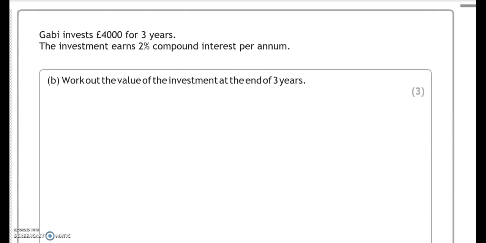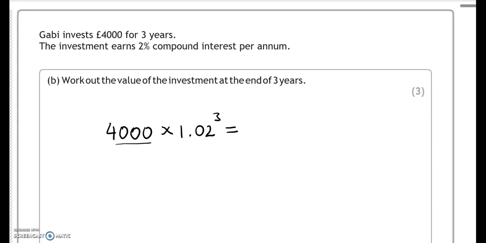Gabby invests £4,000 for 3 years. The investment earns 2% compound interest per annum. Work out the value of the investment at the end of 3 years. So the original value of the investment is £4,000. We're going to multiply it by the multiplier, 1.02. So we're adding 2% to the existing 100% amount, which is 4,000. And we're going to raise this to the power of 3 because it's 3 years and it's paid per year.